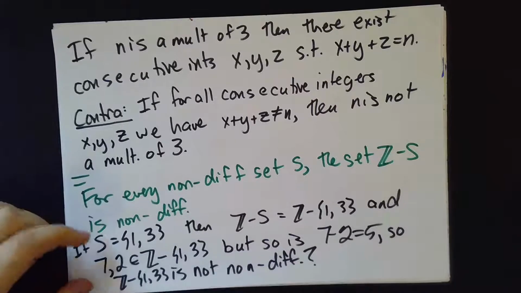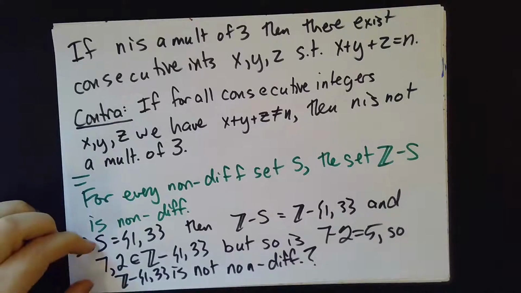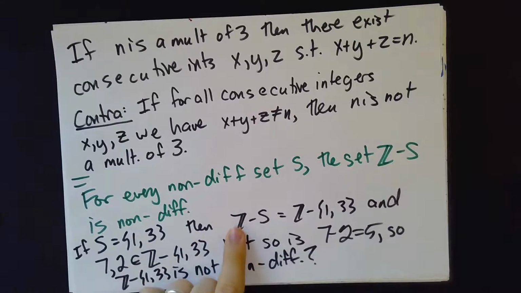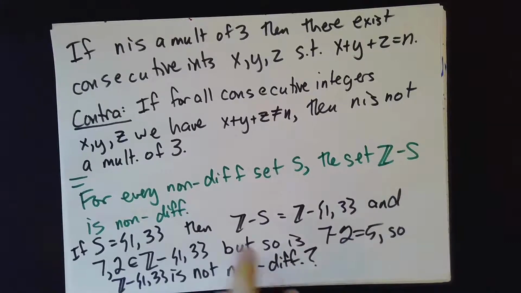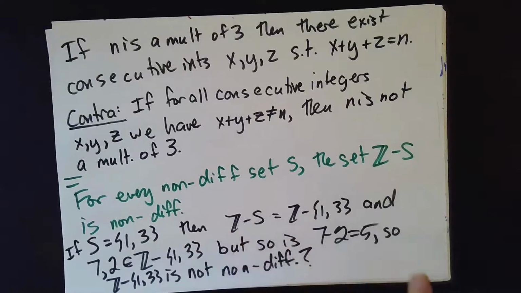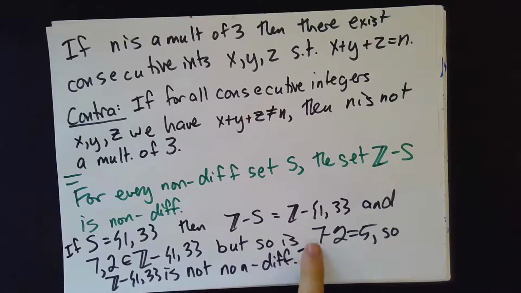Does that make sense, May? Upon rewriting, I would probably give Z minus S a name so I could stop writing Z minus S over and over again. I would probably say then T colon equals Z minus S, and note that 2 and 7 are in T, but 7 minus 2 equals 5 is also in T, and that means it's not non-differential. But that's just sort of cleaning up what I wrote here to look a little nicer.